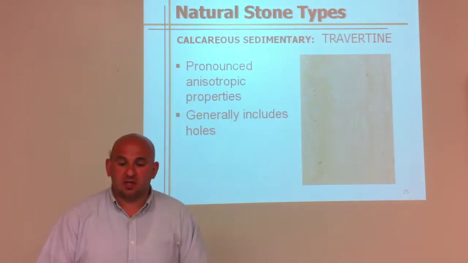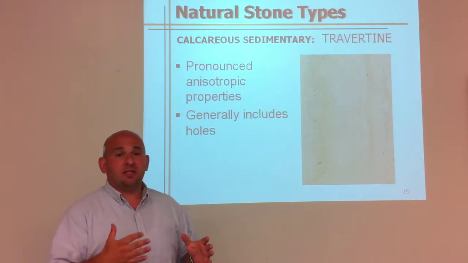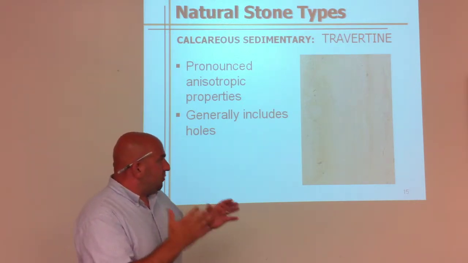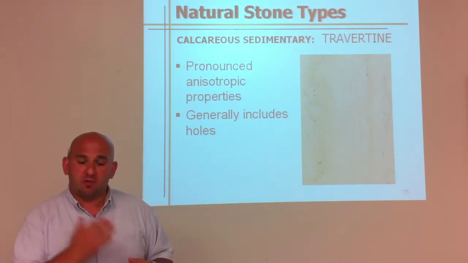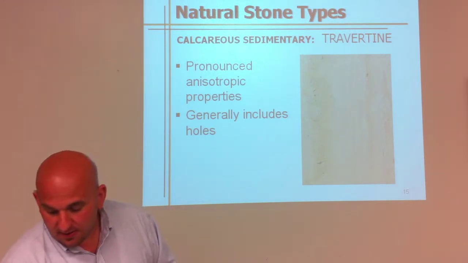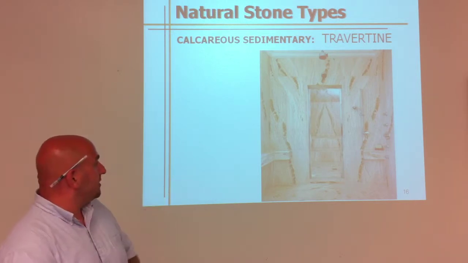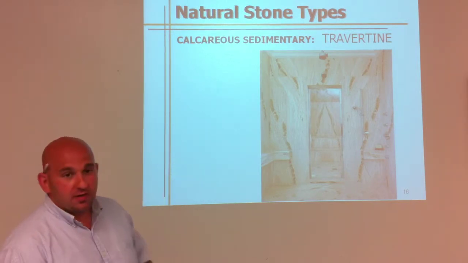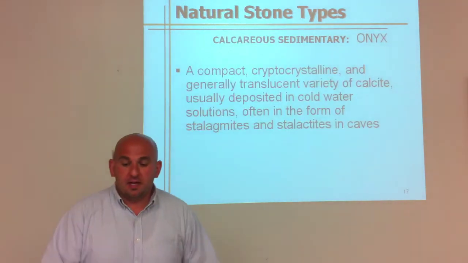One of the characteristics of travertine is a pronounced anisotropic property, which means they're directionally specific. If you cut a block a certain way, you'll have the veins running with it. If you cut it a cross cut, you will not see the veins. And generally it includes holes, as I said before. If you look at some of the travertine here, this is obviously one that has a very specific direction to it, hence its anisotropic properties.